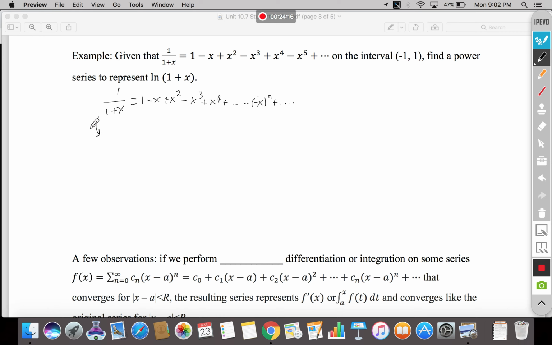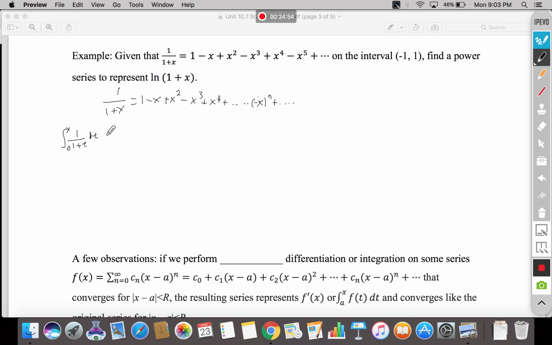If I'm looking at this and say I want to get to this guy, let me take the integral then. Just to not get confused with the variables here, let's say we're going to take the integral from 0 to x. I'm going to choose 0 because that's where this power series is centered. 0 to x of 1 over 1 plus t dt. But really all that is is taking the integral of this, right, from 0 to x.